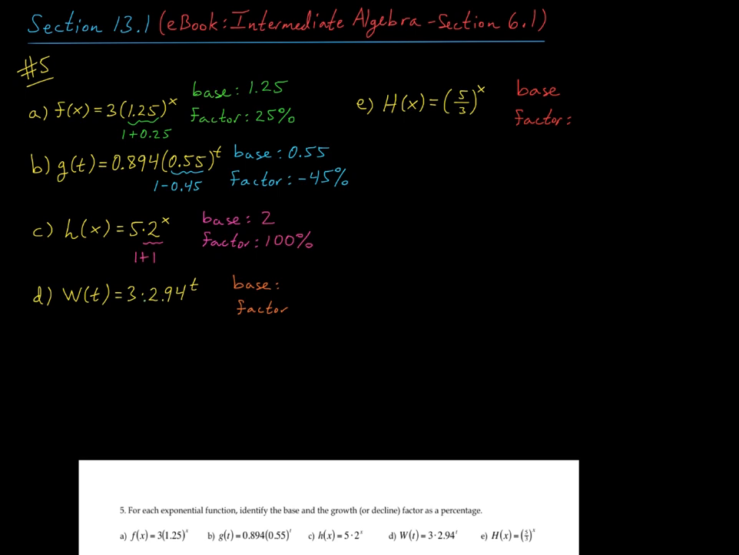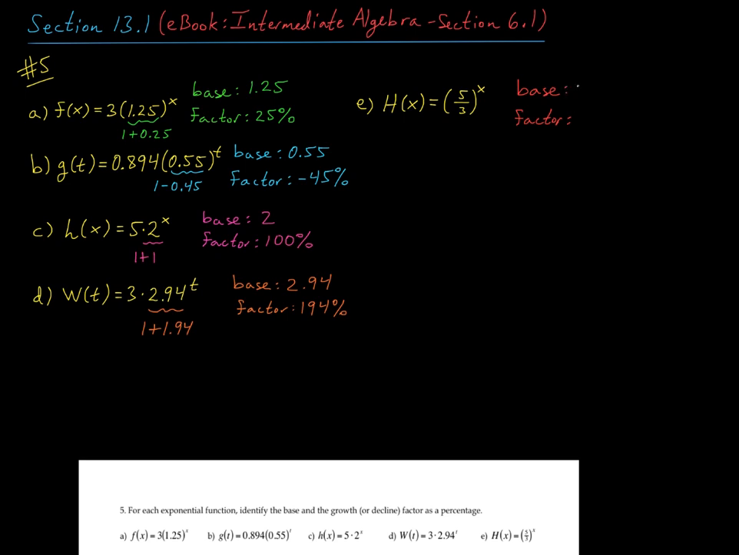For D, we have 3 times 2.94 raised to the t power. So our base is 2.94. And then we can think of the 2.94 as 1 plus 1.94. So I'm taking 100% plus 194%. So our growth factor now would be 194%. All right, and then for the last one here, h of x is 5/3 raised to the x power.